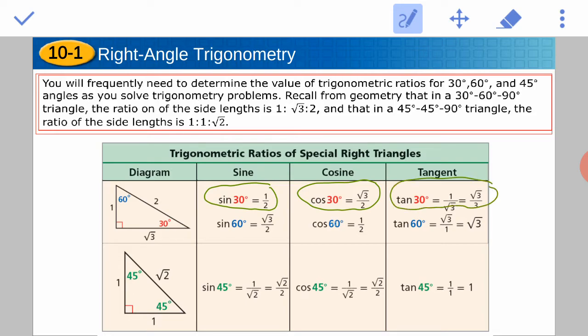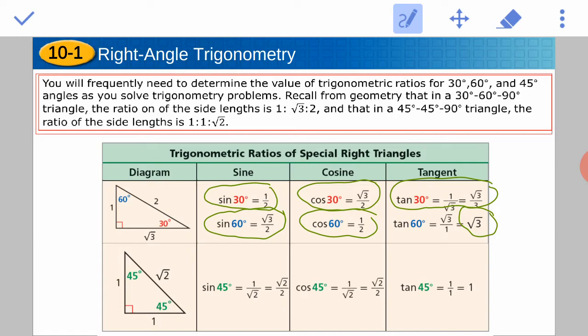And if you notice, guys, there is an opposite relationship between angle 30 and angle 60. So sine 60 is equal to square root of 3 over 2. This is exactly cosine 30. And cosine 60 is equal to sine 30, both equal half. And tan 60 is equal to the square root of 3.